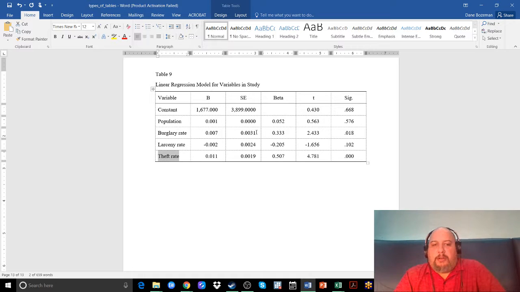I'm less interested in population and larceny rate because they're not statistically significant. So for my model, my causal model, I'm presenting as a linear regression, these variables are of less interest. And I know this from looking at the table. And I can point it out to the reader.